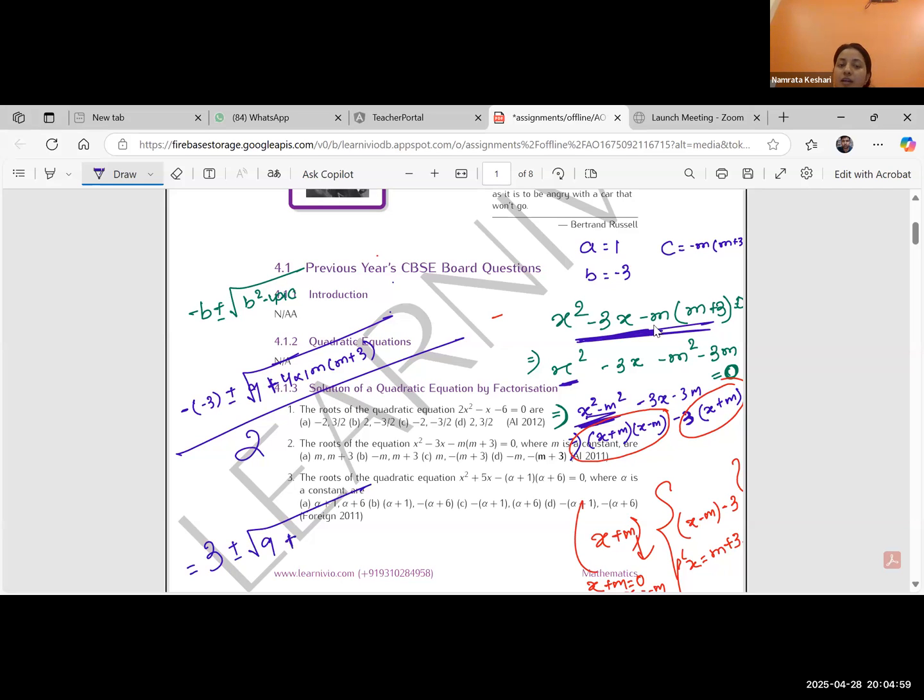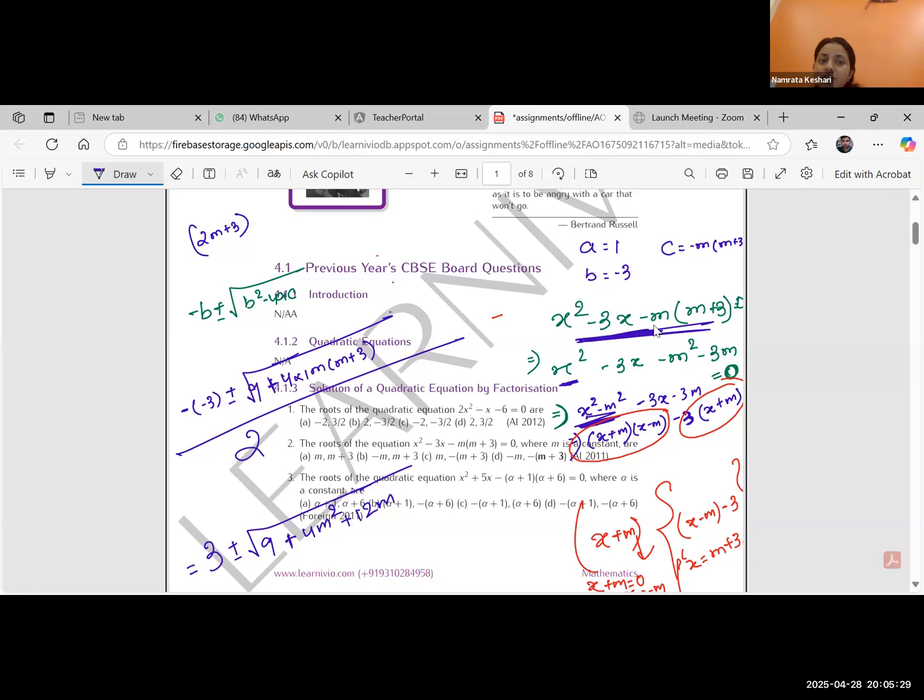If that is solvable, that means we can use this process. So we are having 4m square plus 12m. Can you see this is an identity? Ma'am, like we can make the 9, just like the square formula, we can create. You can write it as 2m plus 3 whole square.